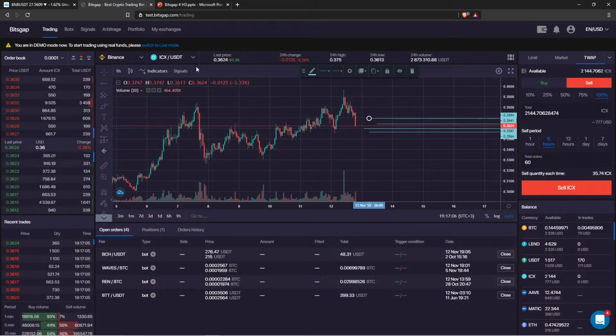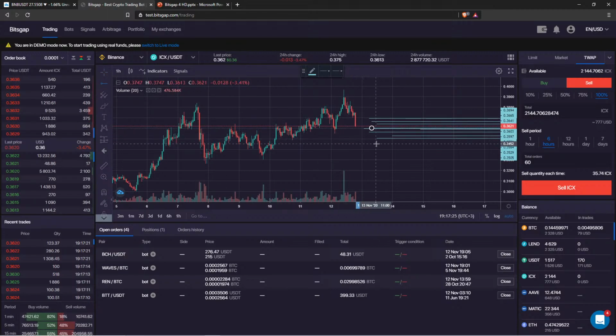So all of these 60 orders can be distributed randomly like this, depending on the price volatility, depending on the interest of our traders, how they are trading, like are there more sellers or buyers on the market. So as a result, you will have these 60 orders all distributed somewhere in this area, and you will get your final average price at which you sold all of your icons in this case.